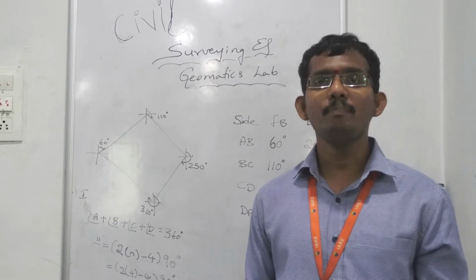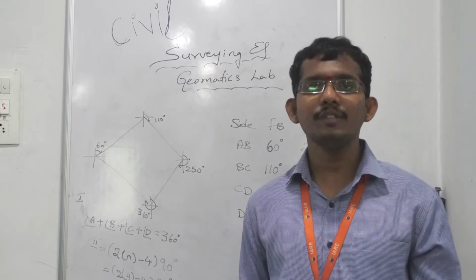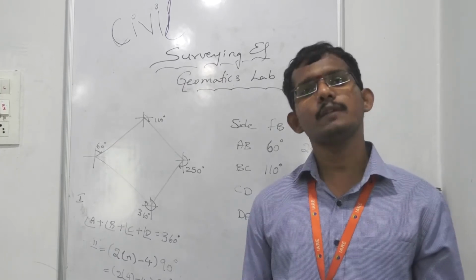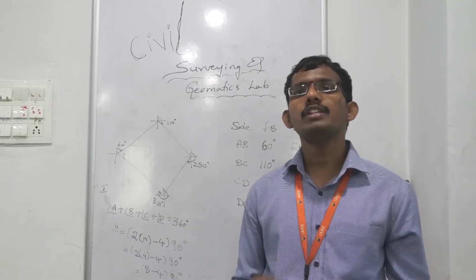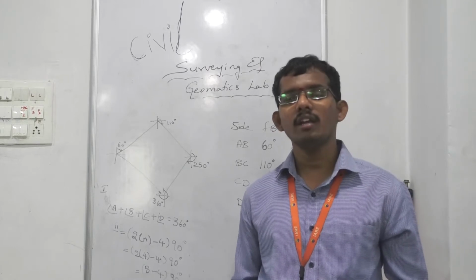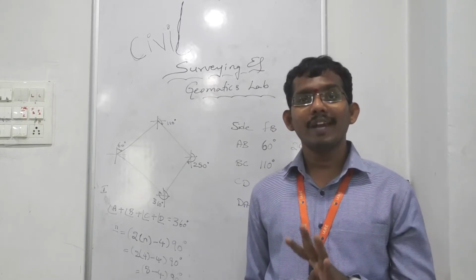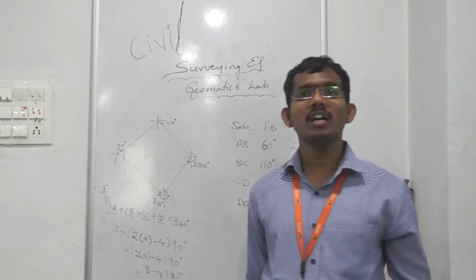There is a formula: previous bearing line minus next bearing line, or back bearing minus forward bearing line. So using this formula, that is back bearing minus forward bearing line, you find the interior angle at A, interior angle at B, interior angle at C, and interior angle at D. So you get the 4 interior angles. After getting the 4 interior angles, you go for the check.